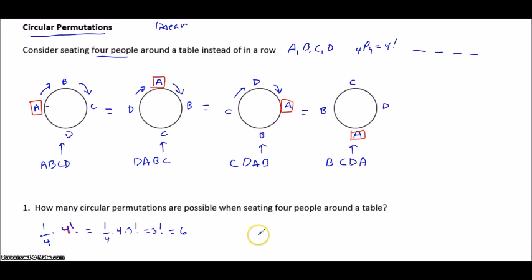So, not surprisingly, if we want to generalize this, the number of circular permutations of n objects is going to be n factorial times 1 over n out in front, to account for the fact that when we put them around a table, we lose some of these distinct permutations. So a pretty easy formula to remember.